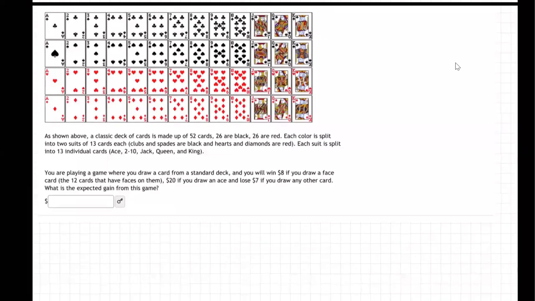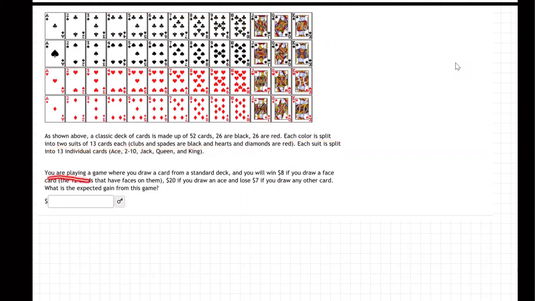On this question, they've got a deck of cards up here, and it says, as shown above, a classic deck of cards is made of 52 cards. 26 are black, half of them up here. 26 are red, these 26. Each color is split into 2 suits of 13 cards each, clubs and spades, black cards.